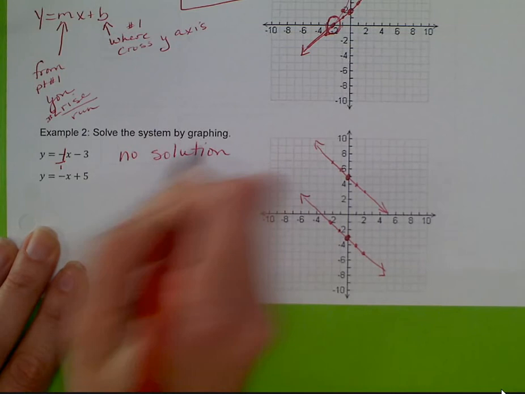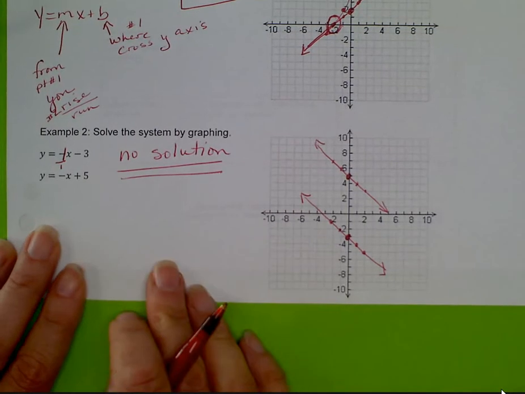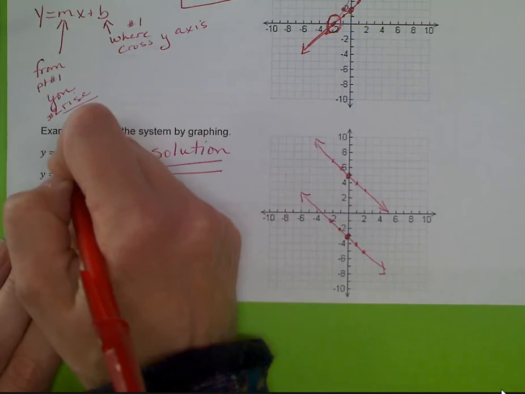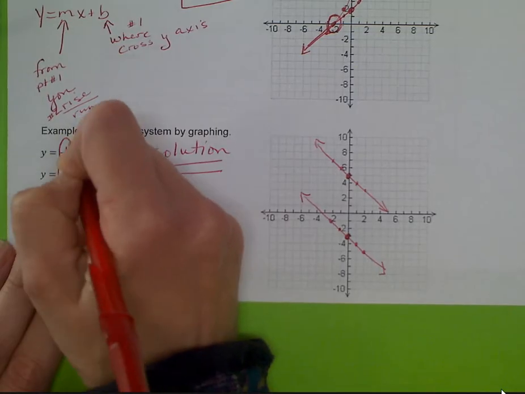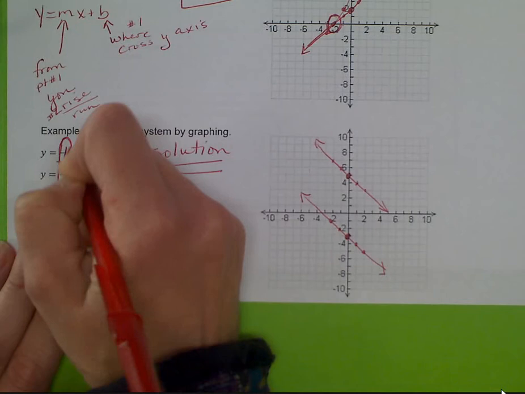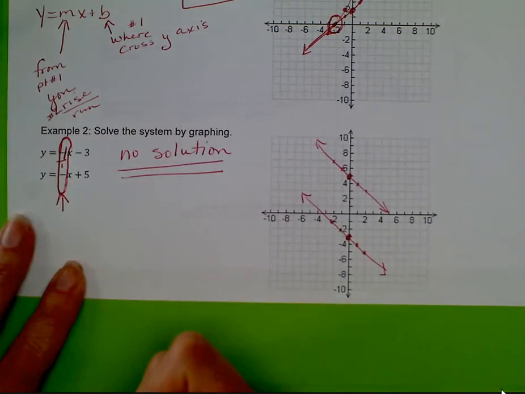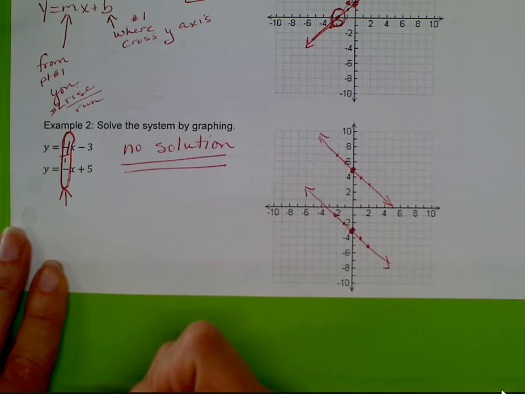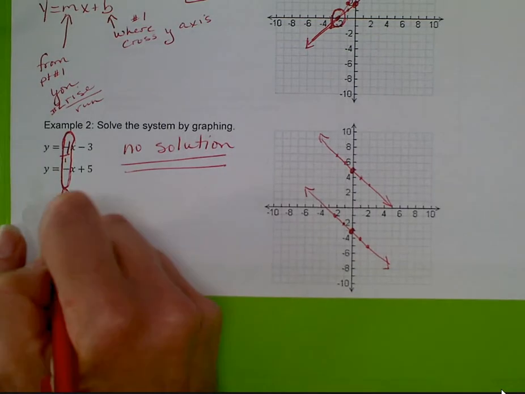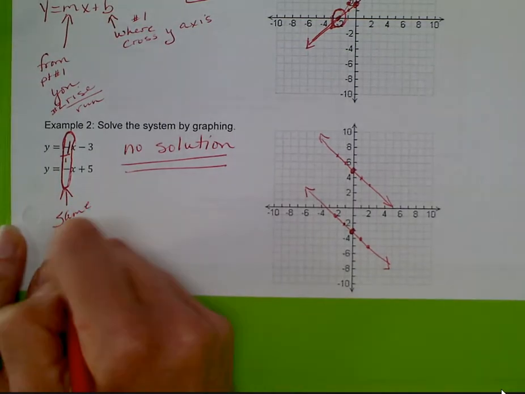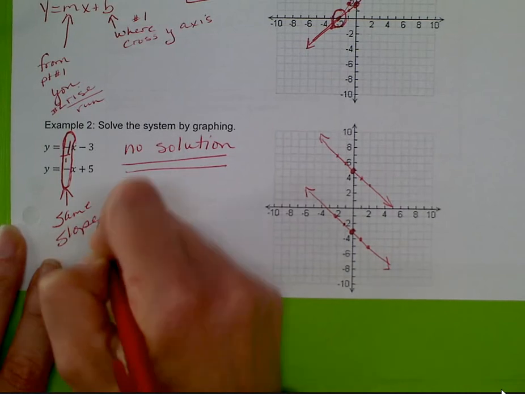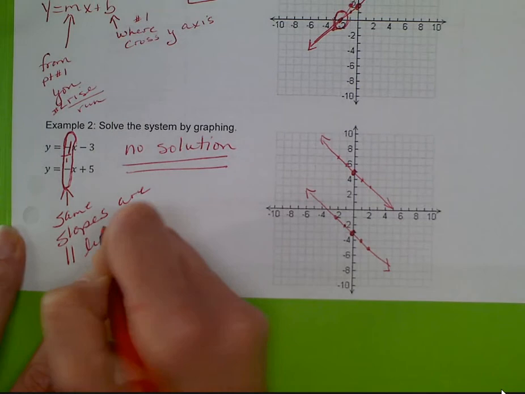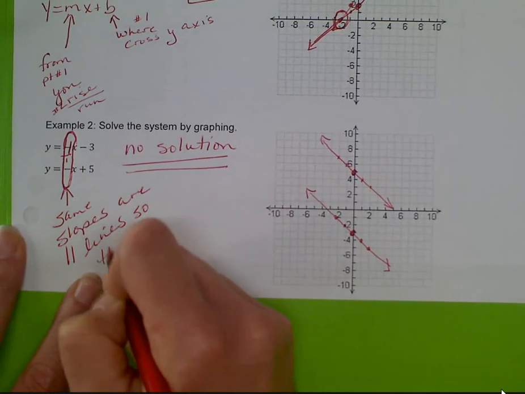Now, without graphing these, I could have actually looked at this and known that they are parallel. And we did this the last time in the last chapter. When you looked at the slopes, when both slopes are the same, you knew the lines were going to be parallel. Very good. So same slopes are parallel lines. So they never intersect.